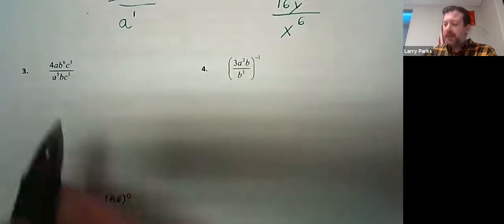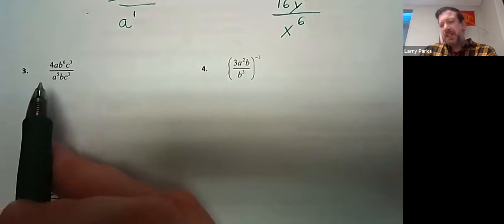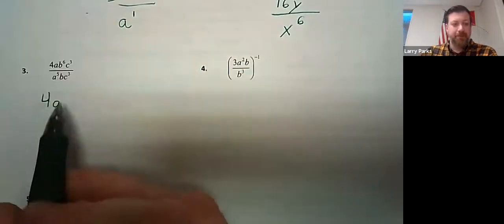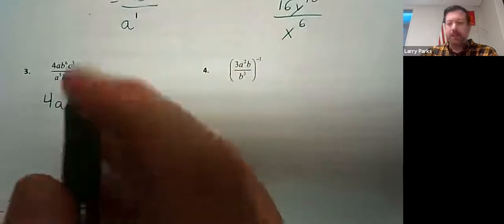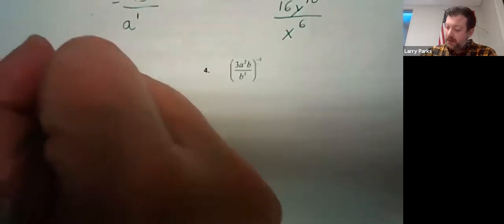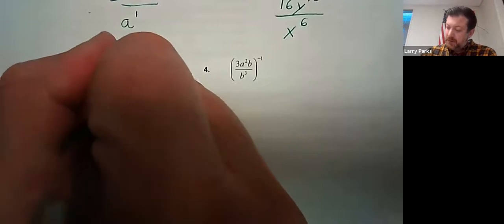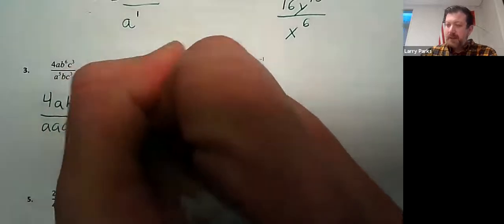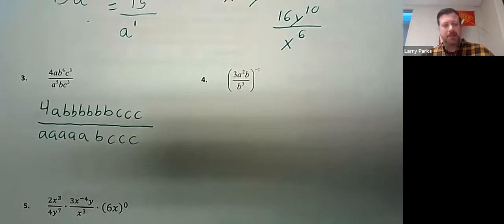I'm going to show you a different way you could do these. It might make it seem like more sense. So another way to write this would be 4 a's, 6 b's, and then 3 c's, 5 a's, 1 b, 3 c's. Again, you don't have to do it this way, but for some kids it might help.